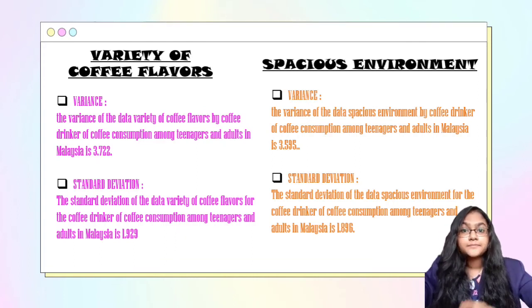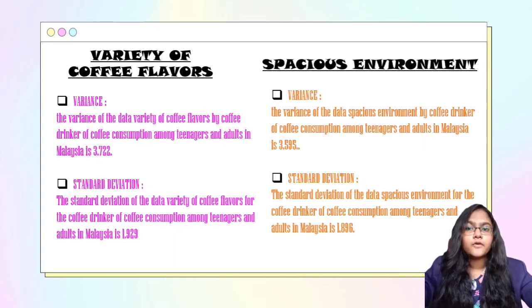Variance of data, ambience of the environment, by coffee drinker of coffee consumption among teenagers and adults in Malaysia is 3.595, while the standard deviation of the data for the coffee drinker of coffee consumption among teenagers and adults in Malaysia is 1.896.